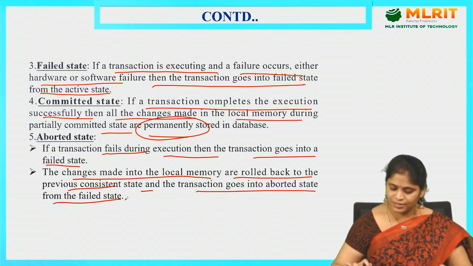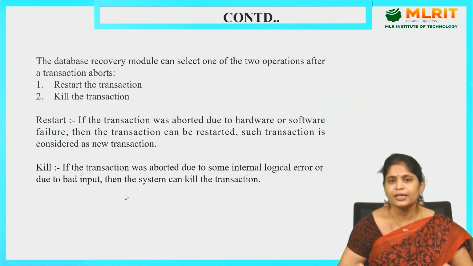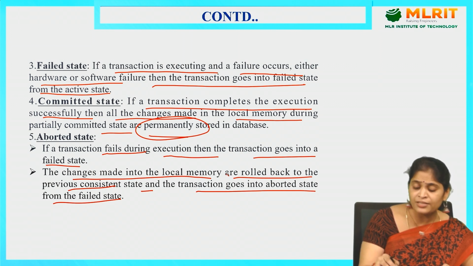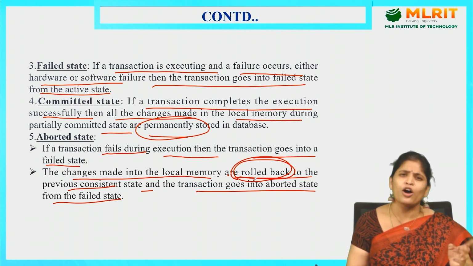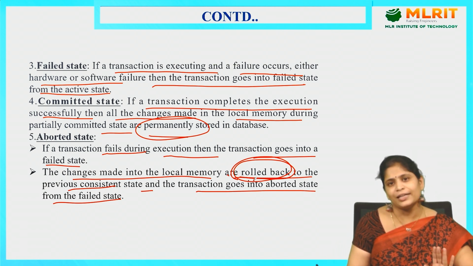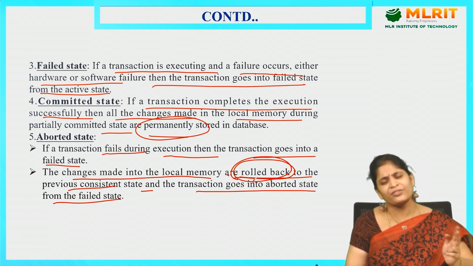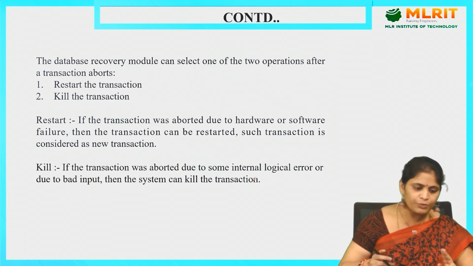And the last state is nothing but what? Before dealing with the last state, the transaction may be rolled back here. So rolled back means what? It must go to the previous consistent state, or the transaction must be killed. The transaction must be killed. So how will we come to know whether the transaction is going to restart, or whether the transaction has been killed or cancelled?